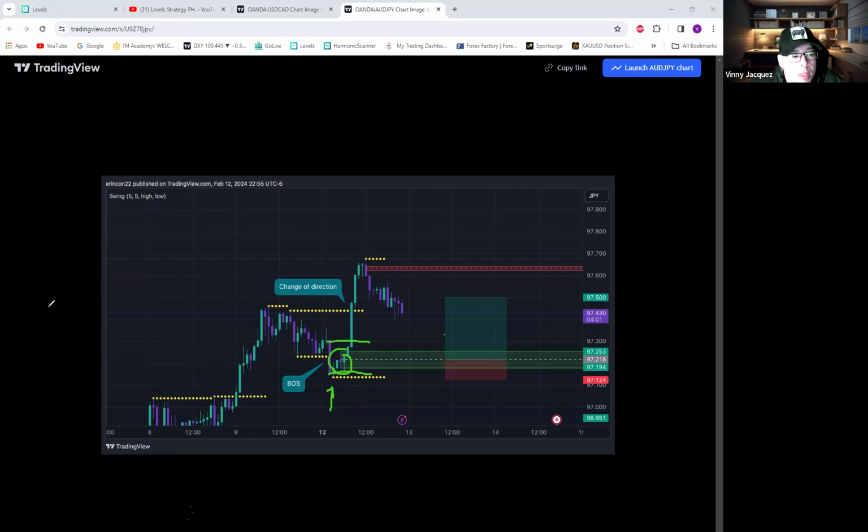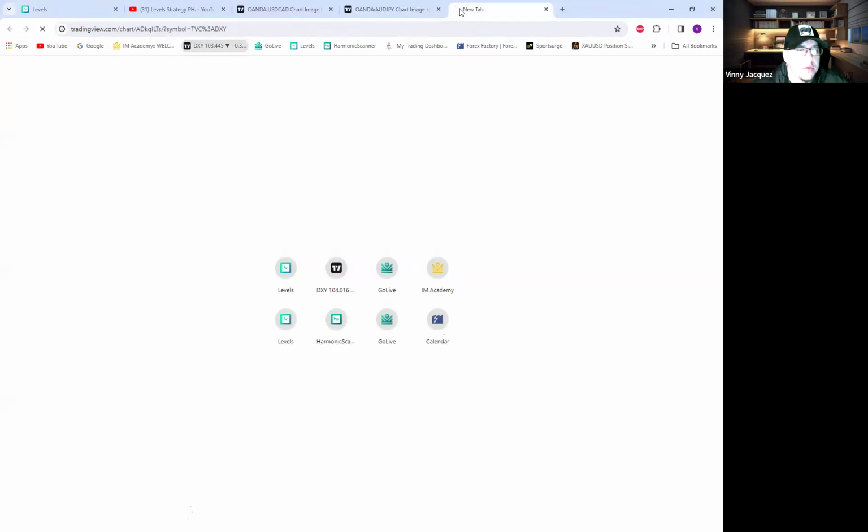Let's go to silver. But I like this setup, Edsel. Looking very, very clean, bro. Let's go to silver. Let's actually go on TradingView because I don't like the way it looks on Level.